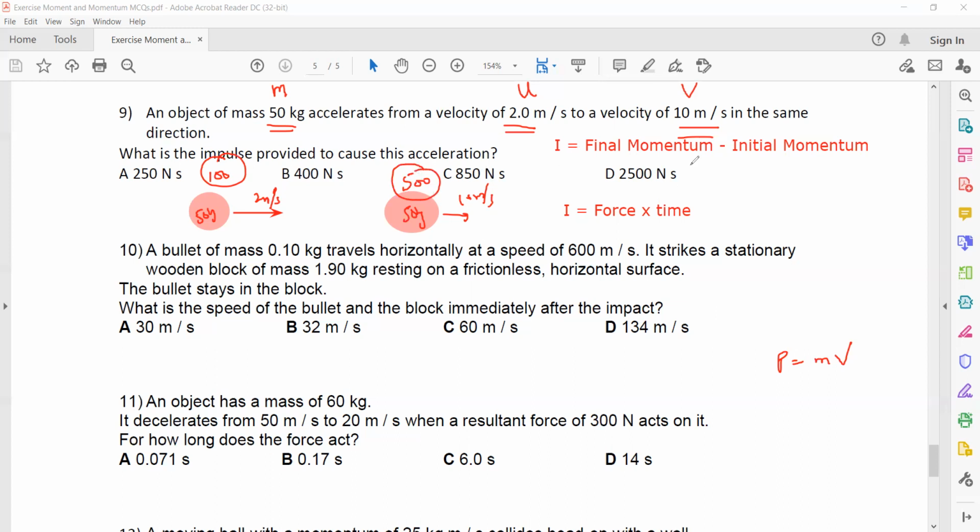So what is the change in the momentum? That's called impulse. The direction does not change. If the direction does not change, we'll take the same sign for both. So final momentum is 500 and the initial momentum is 100. So 500 minus 100 equals 400. And the unit of impulse can be Newton second or it can be kilogram meter per second. So which one is the right answer? B is the right answer. Is it clear, this one? The concept of the impulse, that is the change in momentum.